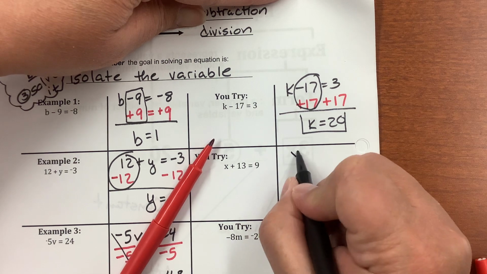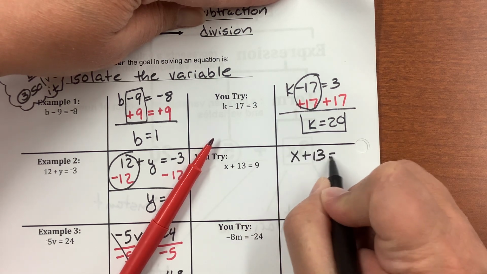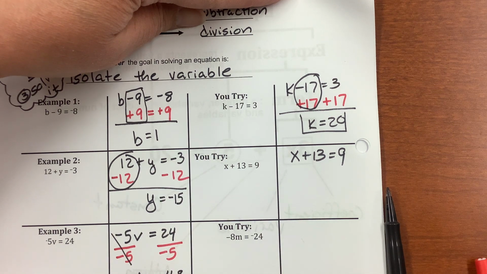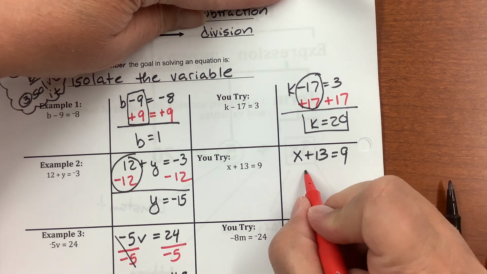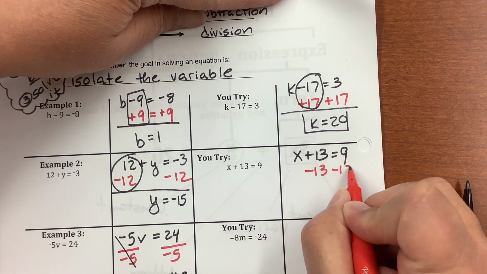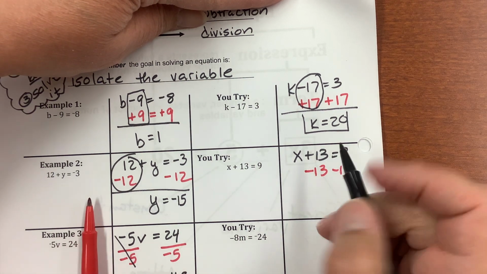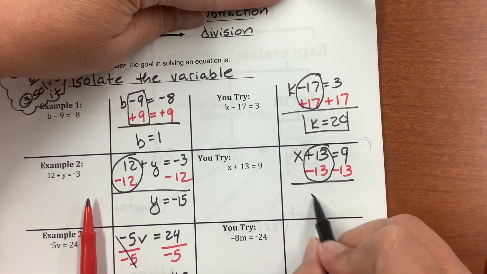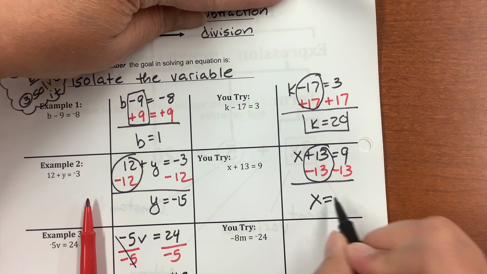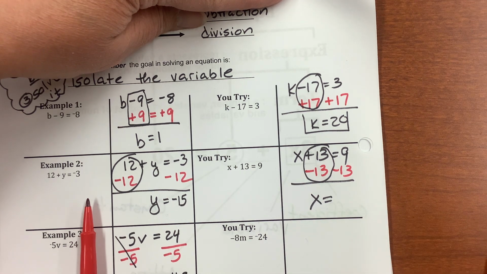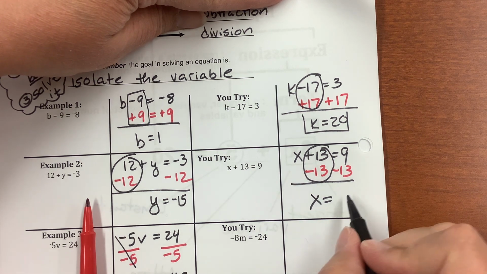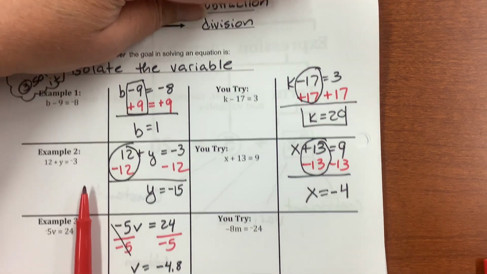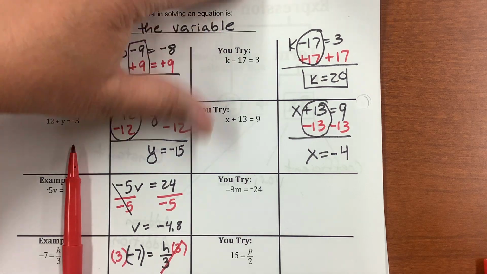Rewrite the problem. X plus 13 equals 9. The inverse of plus 13 is minus 13, and minus 13 on both sides. And look at that. 13 minus 13 is 0. Bring down the x. 9 minus 13, the signs are different, so you subtract. 13 minus 9 is 4. 13 is bigger than 9, so it's negative 4. Or use a calculator, because I know you're lazy.